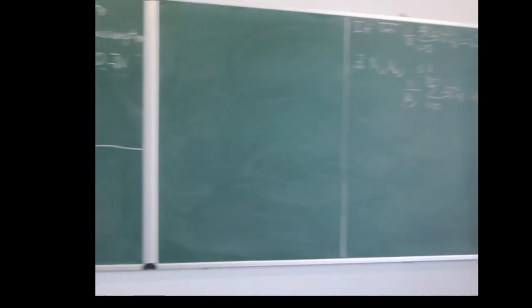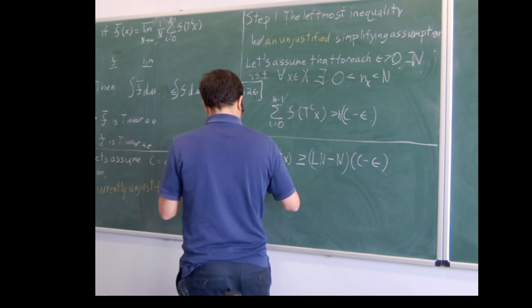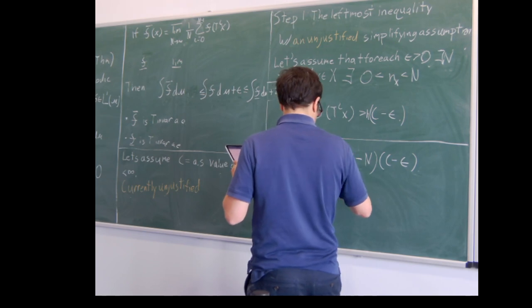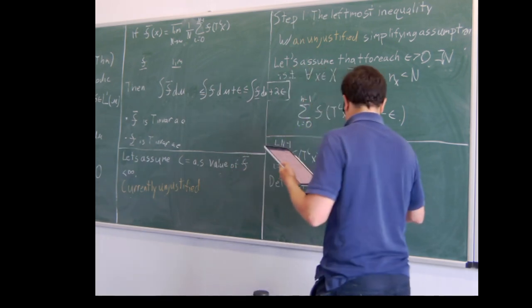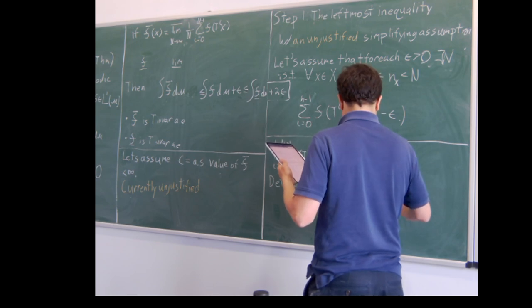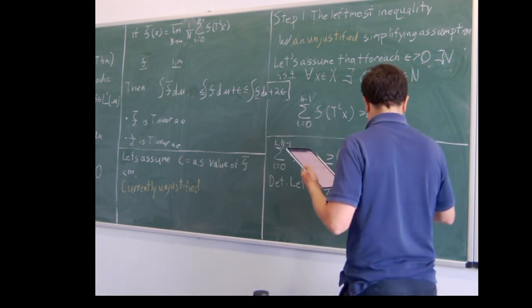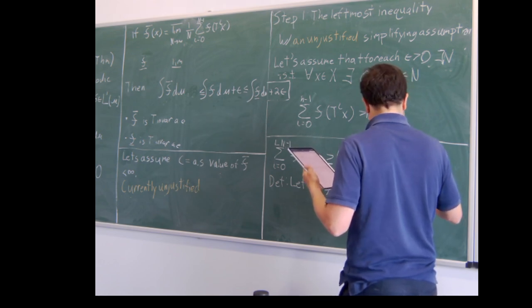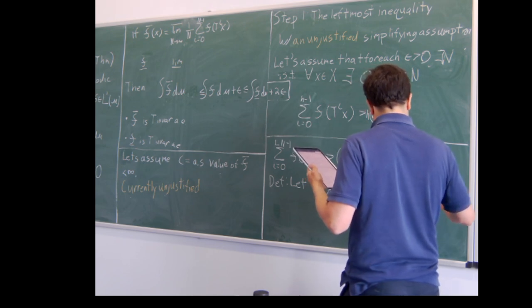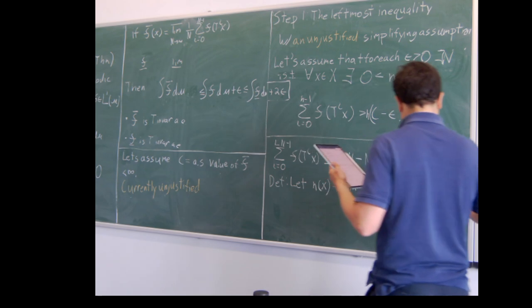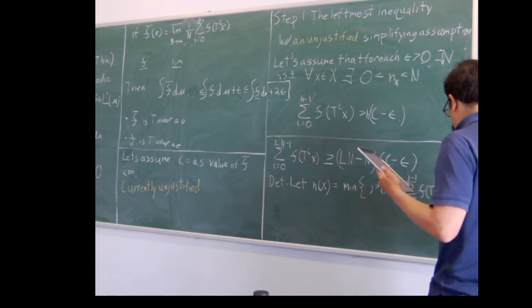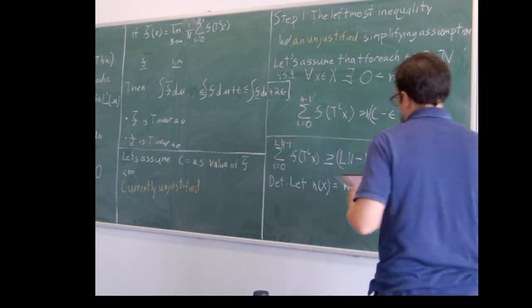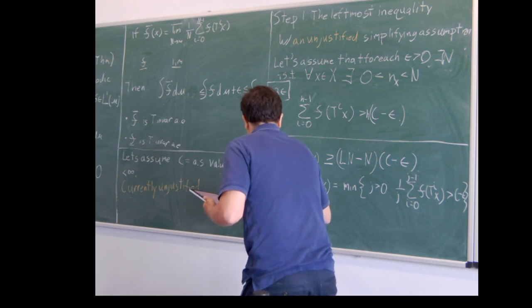Definition: let n of x be equal to the minimum of the set of j greater than 0 so that 1 over j times the summation from i equals 0 up to j minus 1 of f of t to the i of x is greater than c minus epsilon. And keep in mind that under our unjustifiable simplifying assumption, n of x is less than capital N.